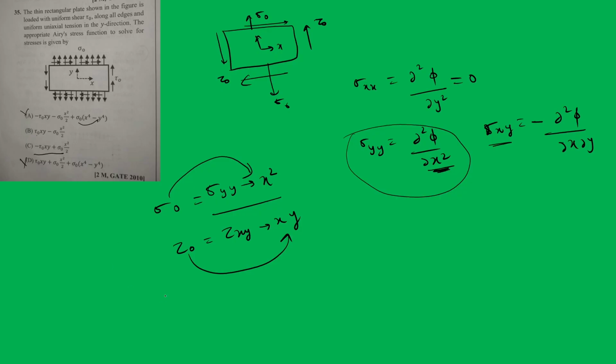So if you differentiate this one, this looks reasonable. So this should be the correct answer, because sigma naught is positive. Sigma yy should be the positive sigma naught, this should be the positive function of x square, not the negative. So that is why C should be the correct option, and this is also gone.